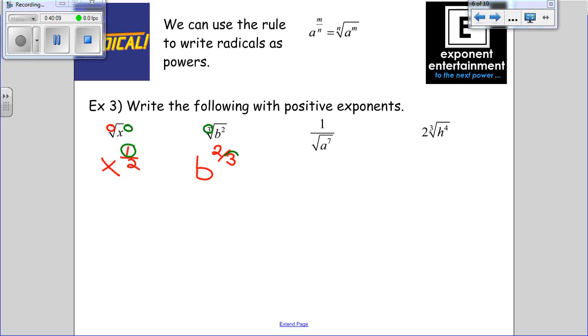If you do the next one, I'm going to have 1 divided by, and I want you to try to change that bottom thing into a fraction. The index became the bottom. So that square root became a 7 divided by 2. Last but not least, this thing right here, that 2 out front is just a coefficient. So it's still just going to be out front. The h, though, is going to have a fraction exponent. And that exponent is going to be 4 divided by 3. The index became the bottom. Because the bottom is the index.